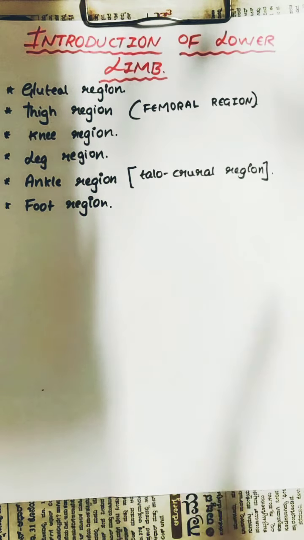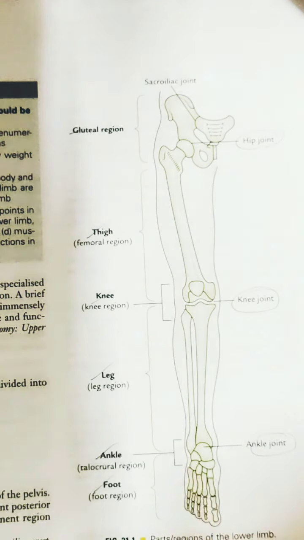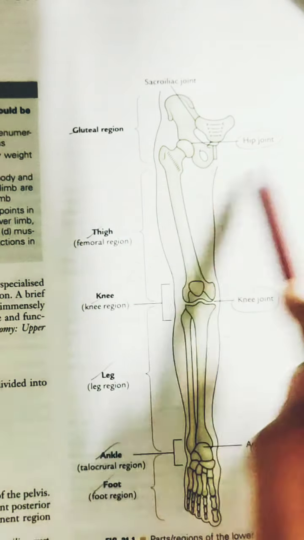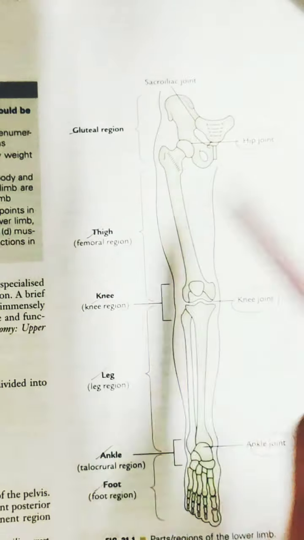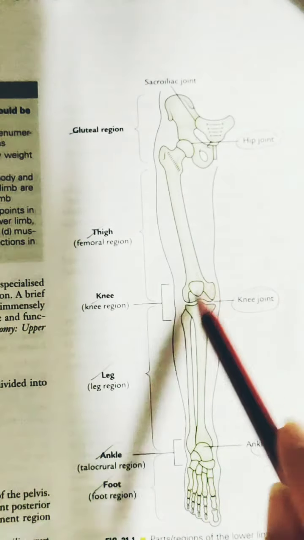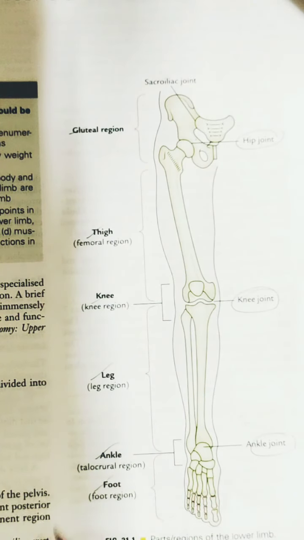So we'll see all these regions with the help of a diagram. As you can see in this diagram, the first is the gluteal region, where you can see glutes, buttocks, all those things. Thigh region, femur is present. Knee region, patella is present. Leg region, tibia, fibula. Ankle and foot region.